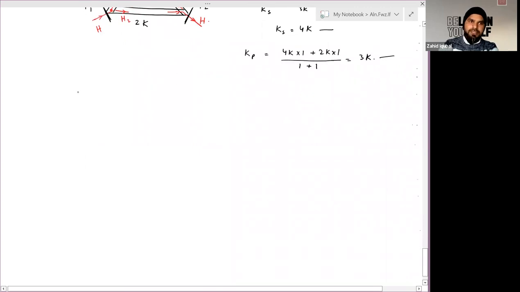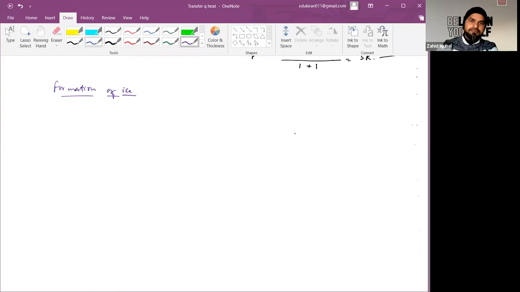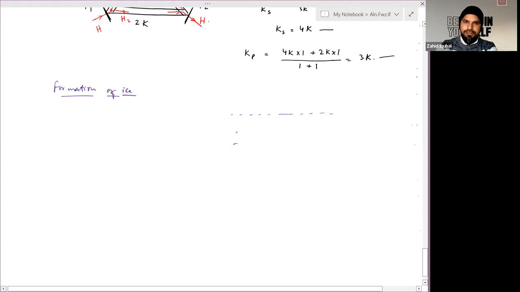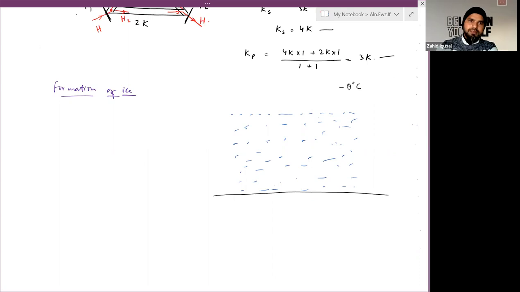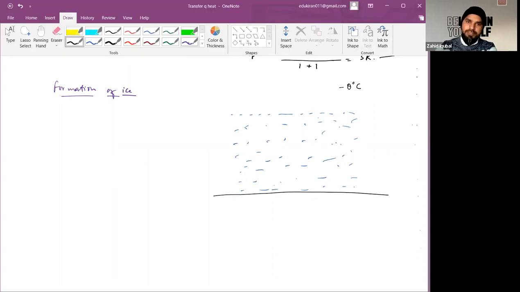Let me define one more thing in this part: formation of ice. Suppose this is the surface of water, exposed to the atmosphere where the temperature is theta degree Celsius, which is less than zero, so let's say minus theta degree Celsius. Due to this, there will be freezing of water into ice.